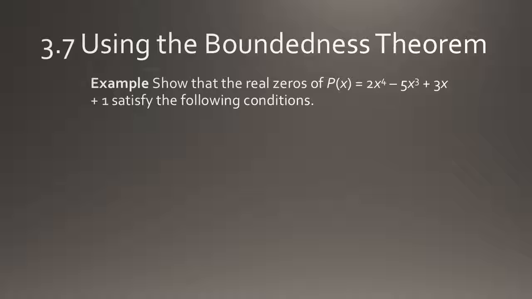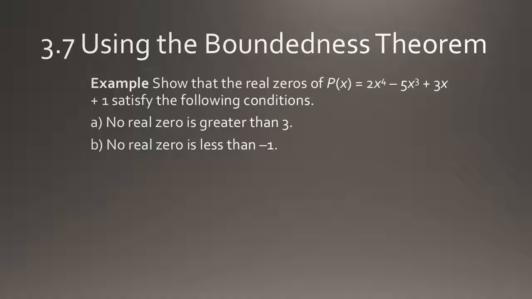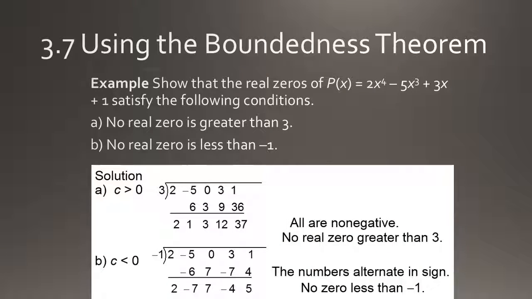It says show that the real zeros of p of x equals 2x to the 4th minus 5x to the 3rd plus 3x plus 1 satisfy the following conditions. No real zero is greater than 3, so we're going to divide by 3, and no real zero is less than -1, so we're going to divide by -1. And here we go. So we divide by 3. In our result, we have all positive integers at the bottom. And that's what the boundedness theorem says. If you have that as your result, then you know none of your zeros are going to be greater than 3. When we divide by -1, notice how the signs alternate. And this is what, again, the theorem says. This means that we have no zero less than -1.